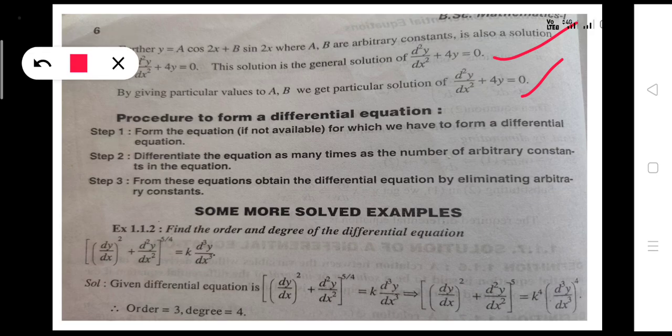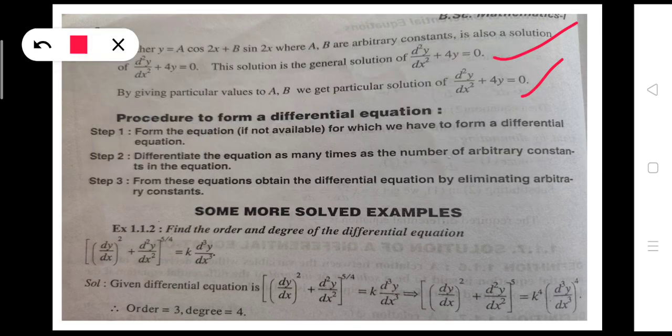We have to see one example, that is, find the order and degree of the differential equation. What is the order and degree? Here fractions and radicals are there. The given differential equation is (dy by dx whole square plus d square y by dx square) whole power 5 by 4 is equal to k into d cube y by dx cube.